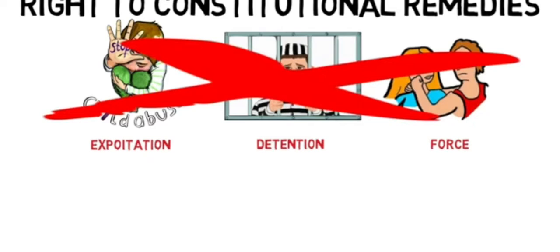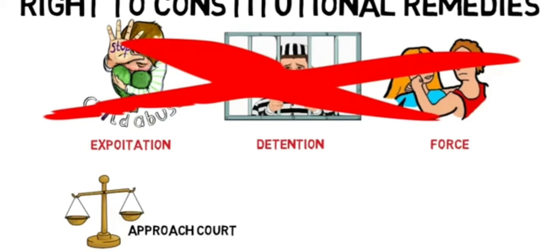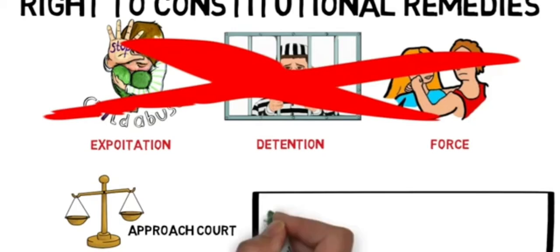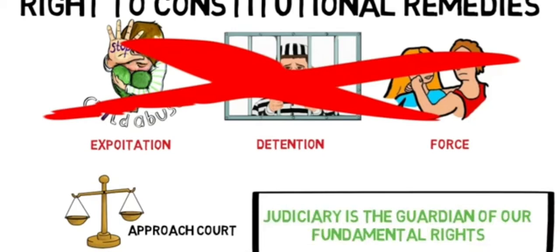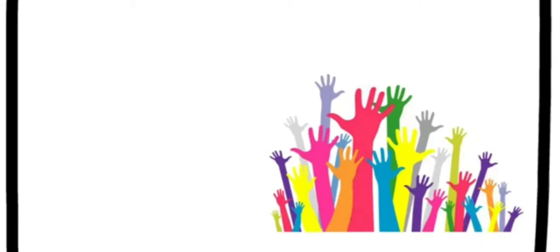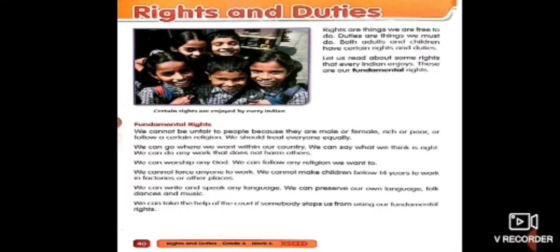Under this right, Indians are allowed to approach or appeal in the court of law in case any fundamental right is denied. The judiciary acts as the guardian of our fundamental rights. So these are the 6 fundamental rights given in the Indian Constitution. I hope that all the rights are pretty clear to all of you.